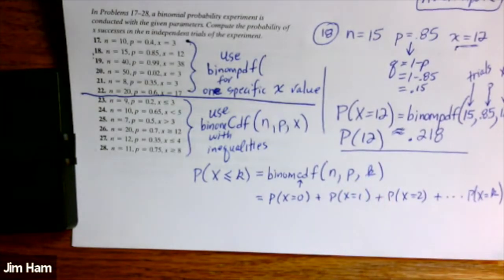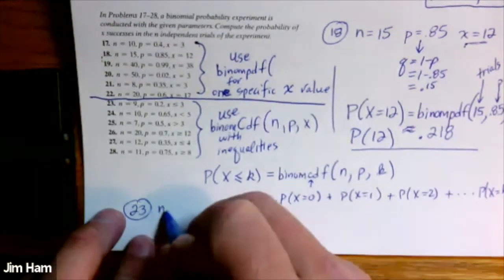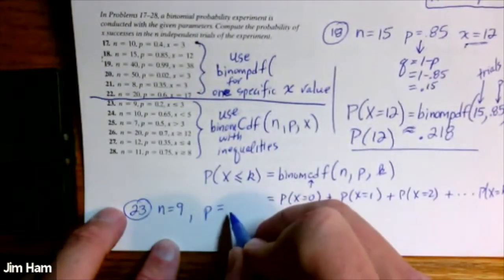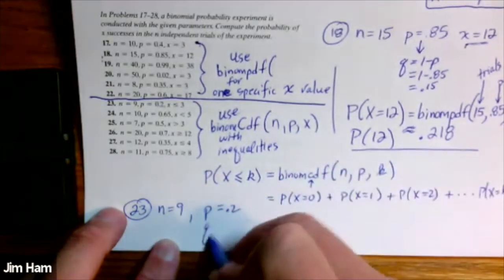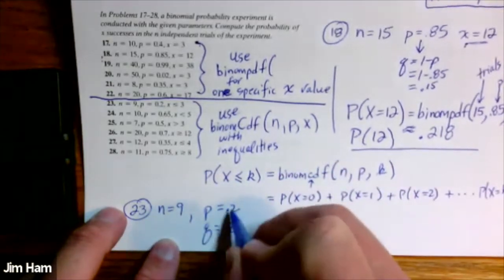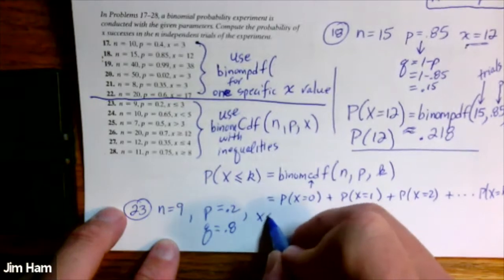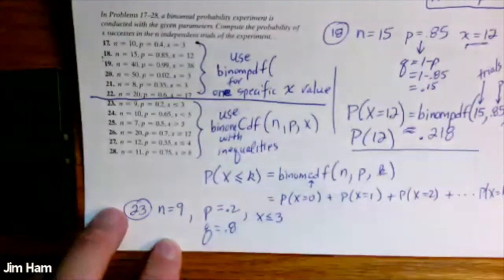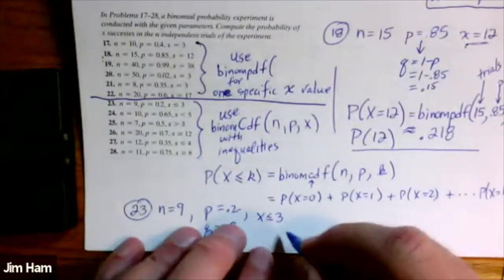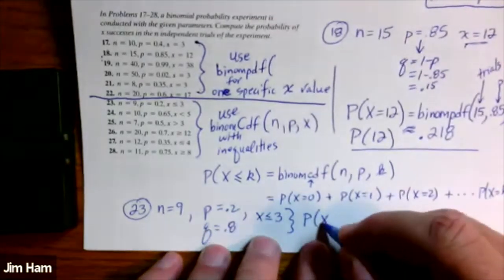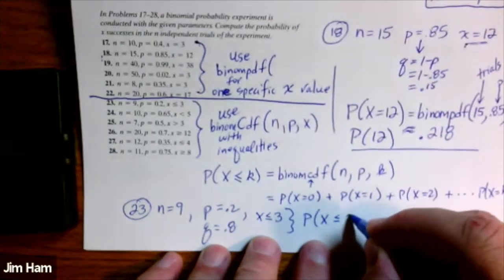So let me do problem number 23. You have n equals 9, and p is equal to 0.2, making q equal 0.8. These two have to add up to 1. And you have x less than or equal to 3. Symbolically, it would look like this: the probability that x is less than or equal to 3.